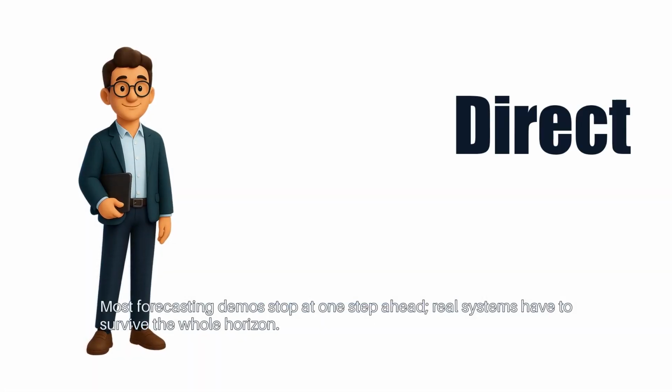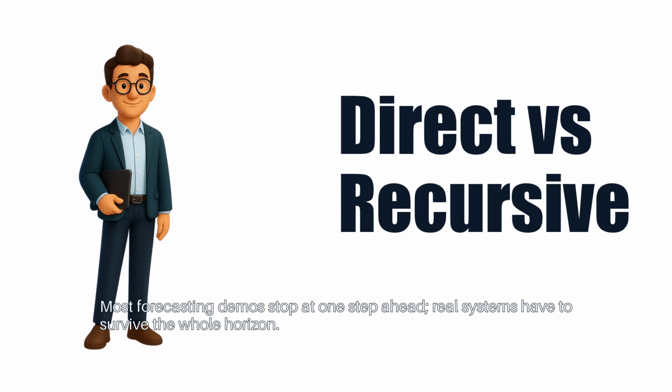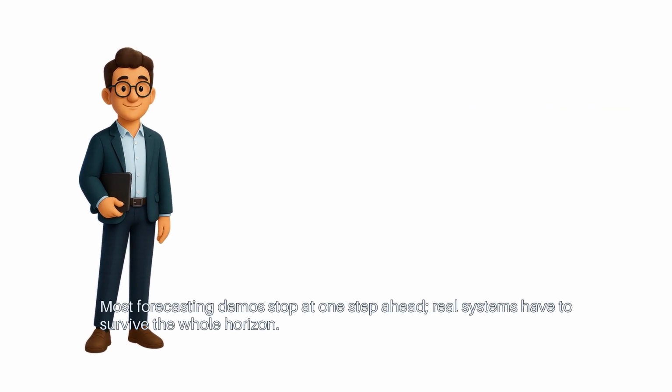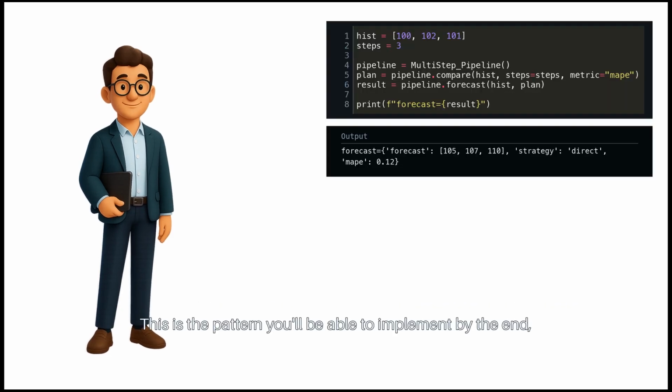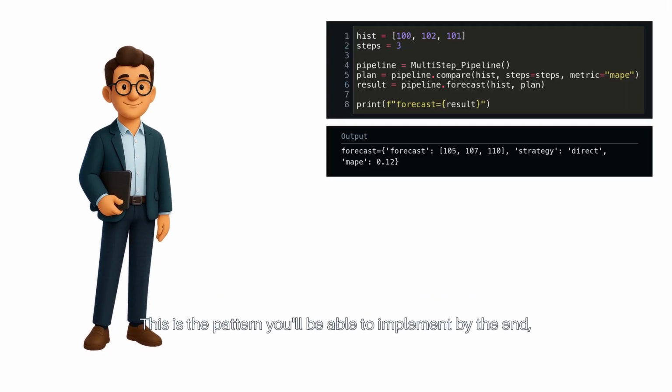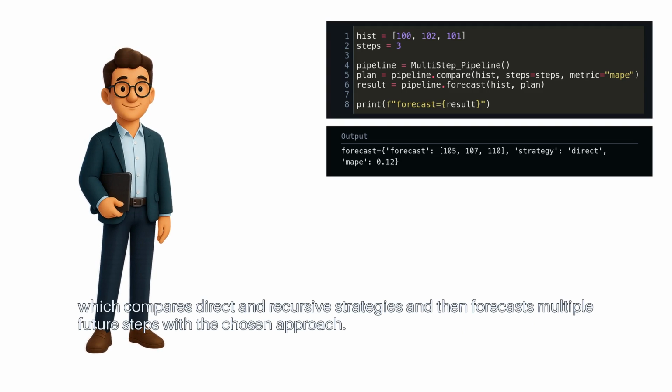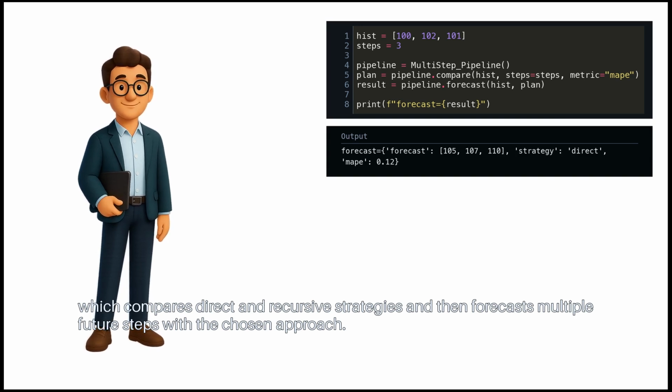Most forecasting demos stop at one step ahead. Real systems have to survive the whole horizon. This is the pattern you'll be able to implement by the end, which compares direct and recursive strategies and then forecasts multiple future steps with the chosen approach.